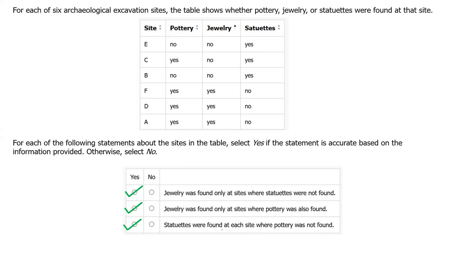So if there was the word only in this situation, like statuettes were found only at sites where pottery was not found, then it would be a no, because statuettes were also found on sites where pottery was found. Got it? Are we clear, guys?